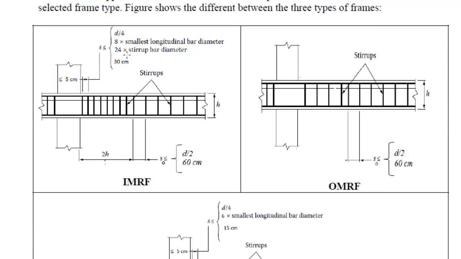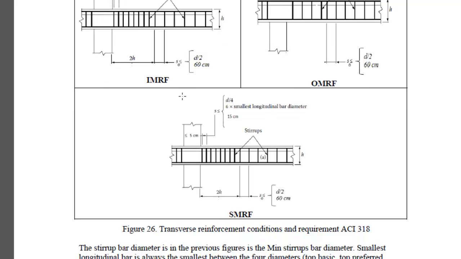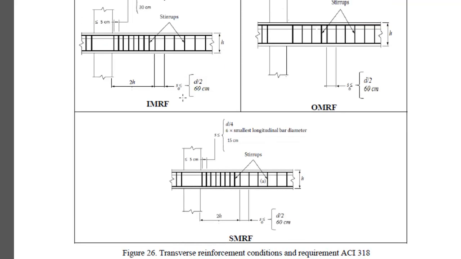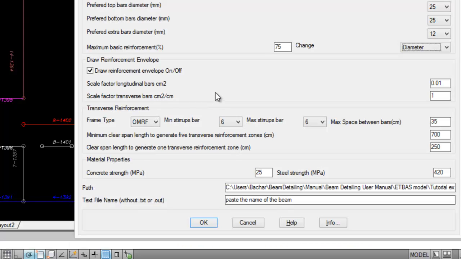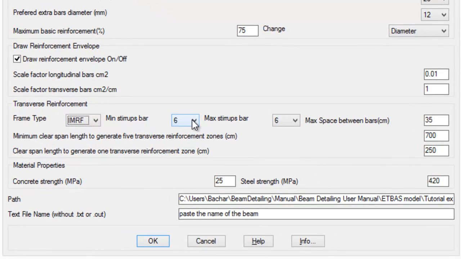Anyway, this is the condition. If there are any conditions or requirements in the code that are not mentioned here, they must be satisfied by the user after carrying out the detailing. Let's select the frame type, intermediate moment frame, IMRF. Minimum stirrup bar, let's take 12, and the maximum, let's use 20.